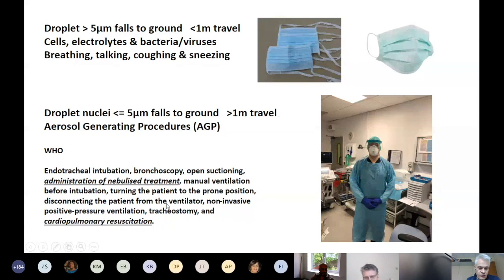And if you're doing these, you need full protection. You can see a picture of me here about to do a bronchoscopy in full protection, with gloves, gown, a proper FFP3 mask and a visor, and also head protection.